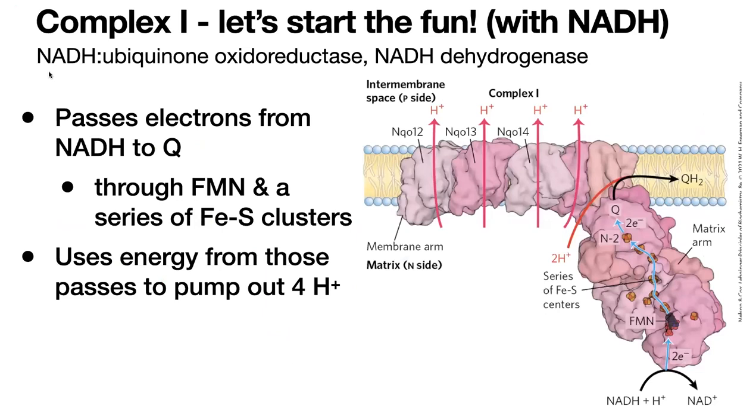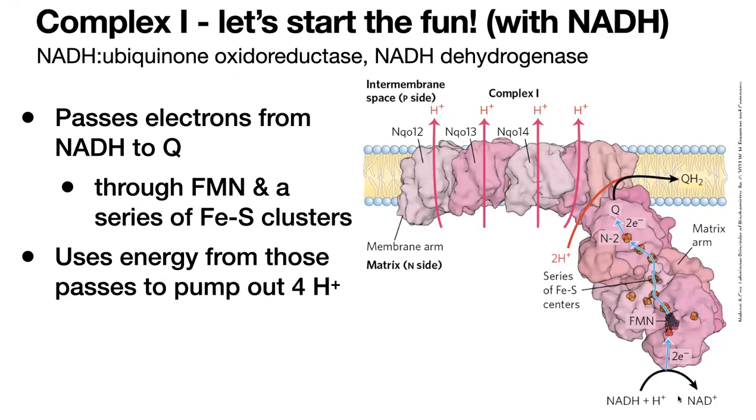Don't get tied down by the nitty-gritty details, but start thinking about the logic of the pathway and how we're passing electrons off. So in the case of complex 1, this is also called NADH ubiquinone oxidoreductase or NADH dehydrogenase. We're removing electrons from NADH, so we're oxidizing it, and we're reducing ubiquinone. So we're passing those electrons onto ubiquinone.